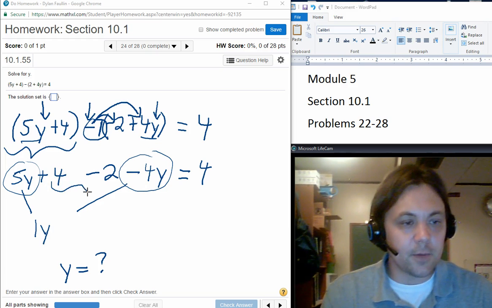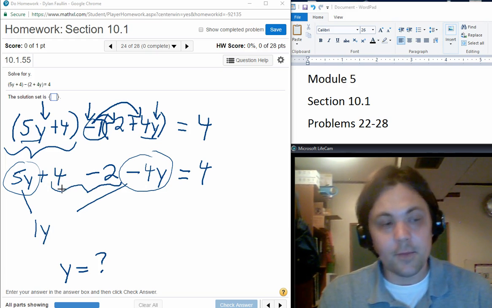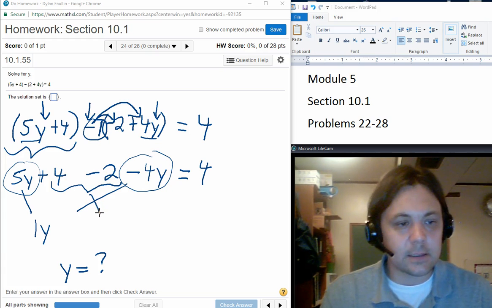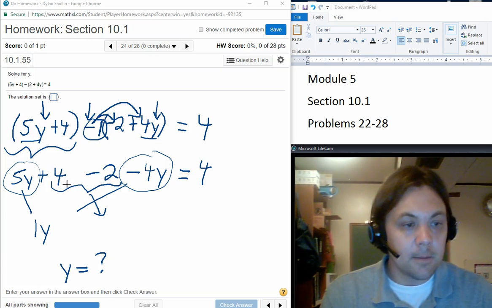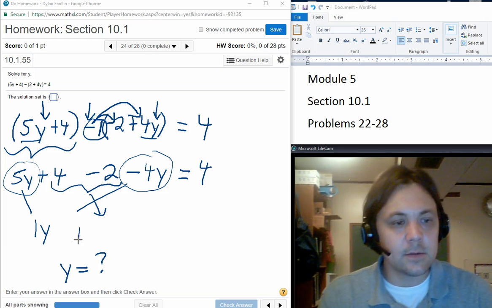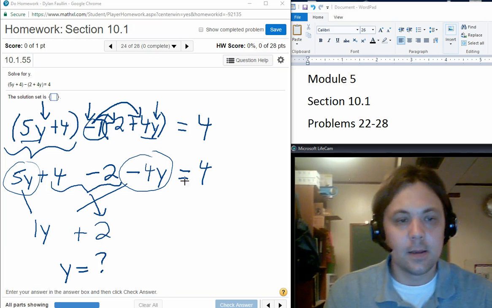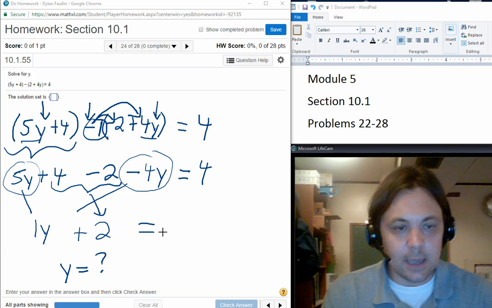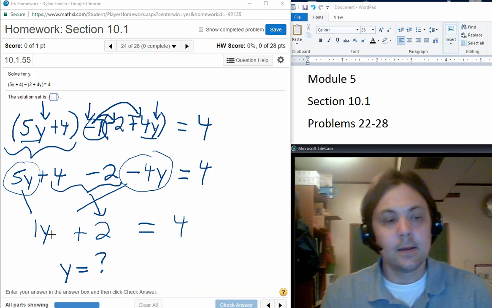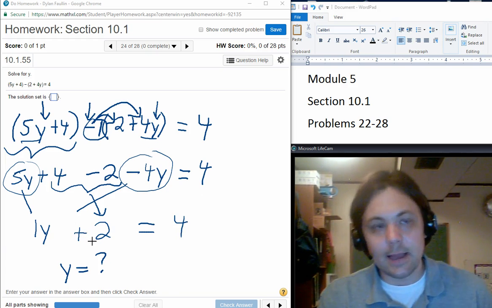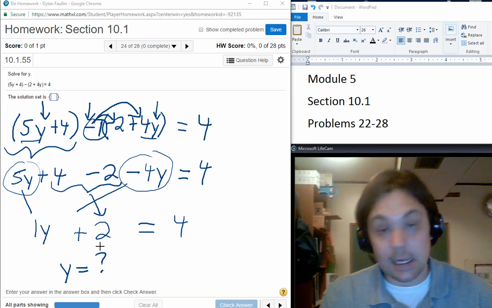We do the same thing with the terms that don't have a variable. 4 minus 2, those are like terms, so we combine those together. Positive 4 minus 2 is going to be positive 2. And then we're going to copy down the equals, copy down the 4 over here. And now this is an equation exactly like ones that we've dealt with in the past. We know exactly what to do here.